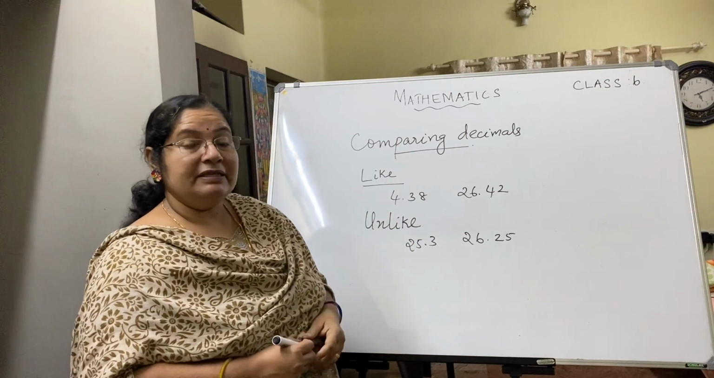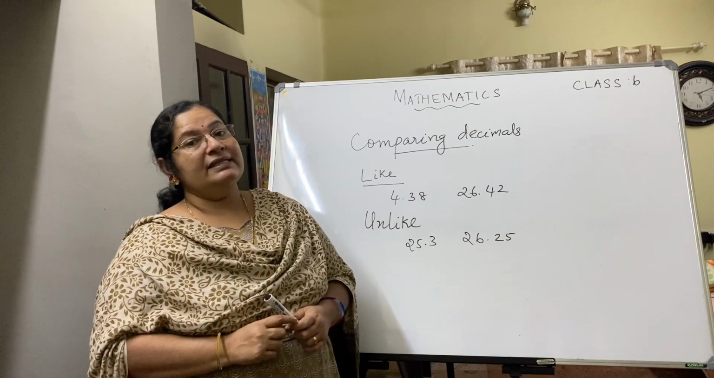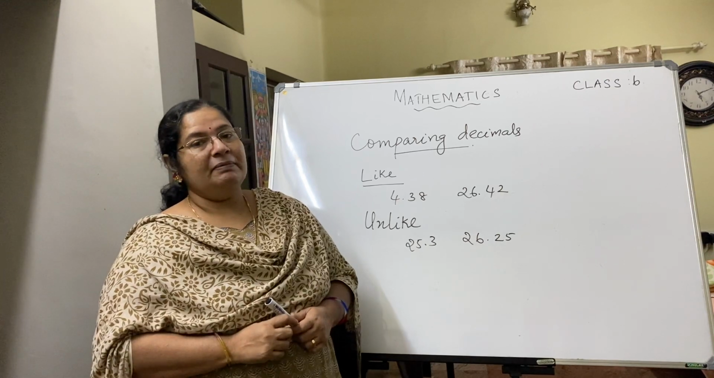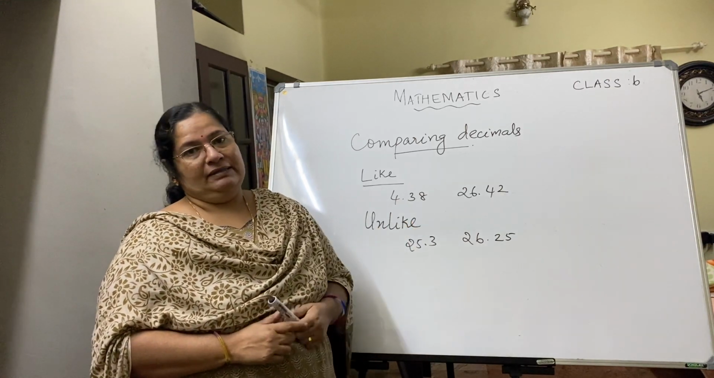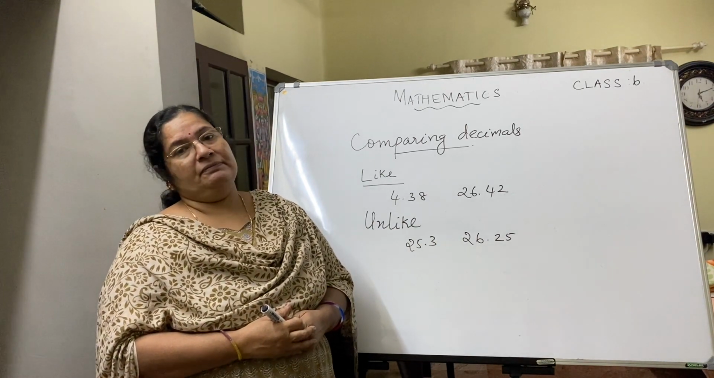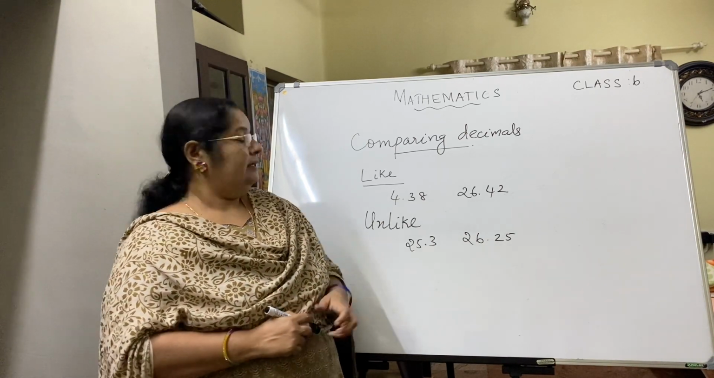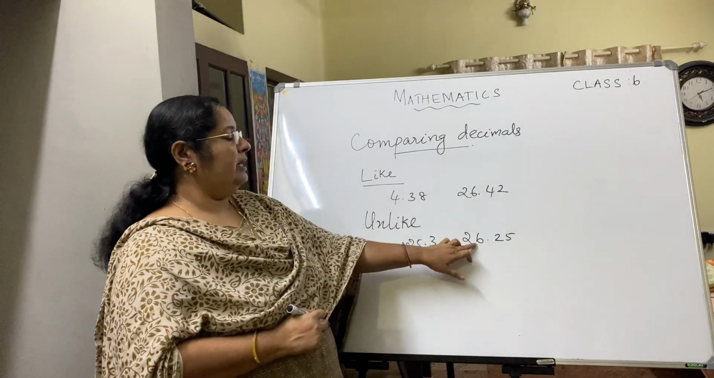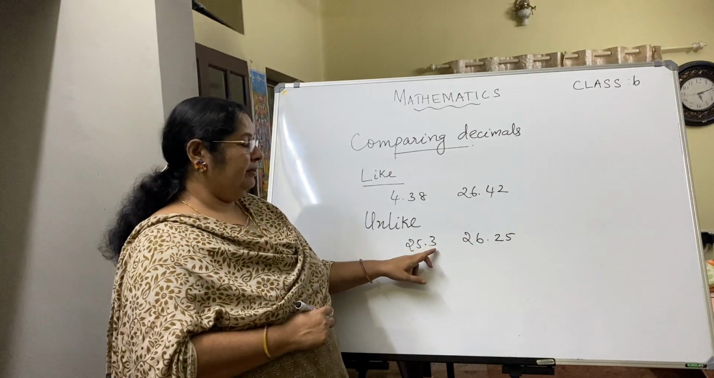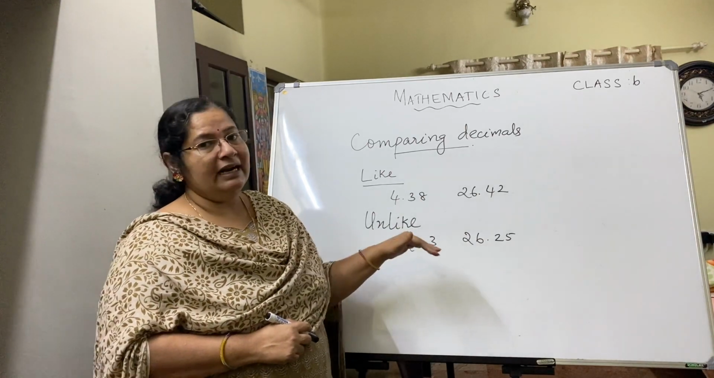So two types of decimals are there, like and unlike decimals. What are like decimals? Decimals having the same number of decimal places. If they don't have the same number of decimal places, we call them unlike decimals. Now if you are given unlike decimals, how can you make them like decimals? Take this example itself. These two are unlike decimals, 25.3 and 26.25. 25.3 has only one decimal place, 26.25 has 2 decimal places. Hence they are unlike decimals.